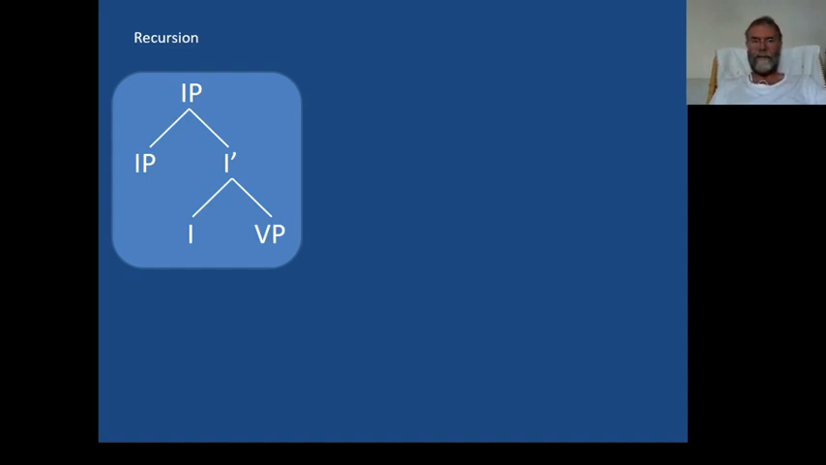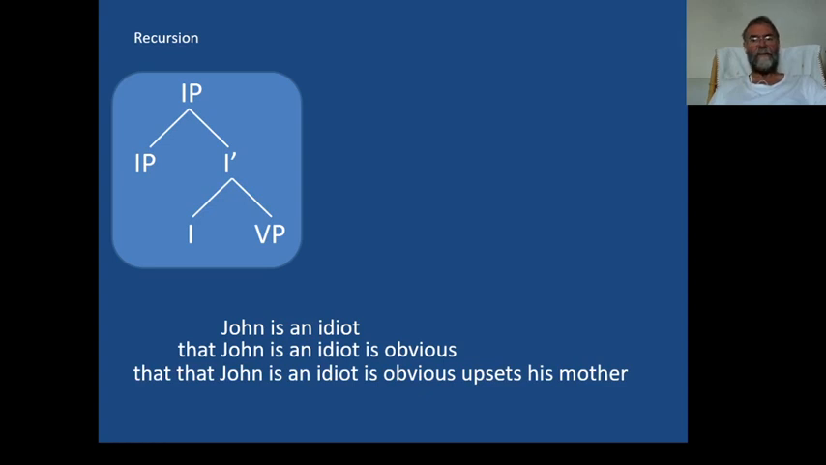This is a recursive construction because we have an IP inside an IP. And what that means is that if that IP can be inside an IP, then it can also have an IP inside that, and then that can also have an IP inside it, and so forth and so on. We can keep on going, getting bigger and bigger sentences, all of which have IPs as their subjects. So, for example, we could take a sentence like John is an idiot, and we could make that the subject of another sentence, like that John is an idiot is obvious. And then you could take that and make that the subject of another sentence, that John is an idiot is obvious upsets his mother.